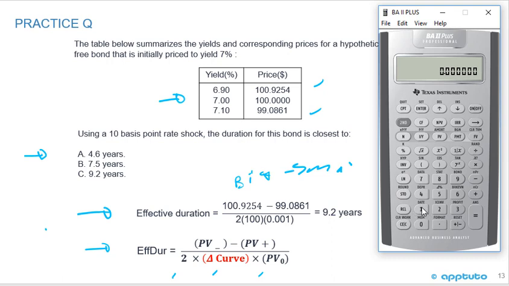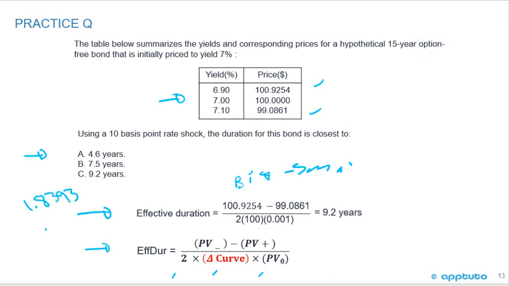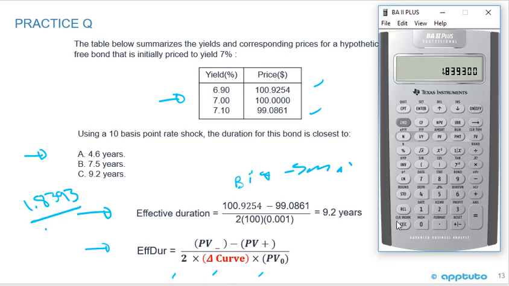So let's just bring up the calculator very quickly. 100.9254 minus 99.0861. So I've got 1.8393 for my numerator. And for my denominator, just going to do the calculation very quickly. Now we can see here it's a 10 basis points rate shock. So we know 100 basis points is 1%, so 10 basis points is 0.001. You've got to make sure you get your decimals right. Another way to look at it, you can see here 7% to 7.1%, so that's a 0.1% change. I've got my decimals right, okay?